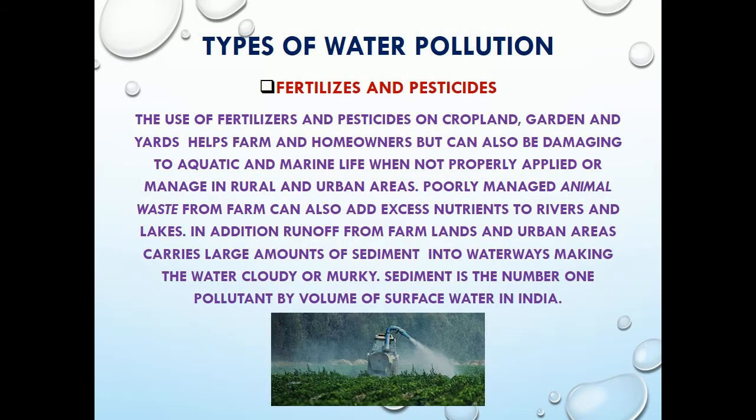Fertilizers and pesticides. The use of fertilizers and pesticides on cropland, gardens and yards helps farmers and homeowners but can also be damaging to aquatic and marine life when not properly applied or managed in rural and urban areas. Poorly managed animal waste from farms can also add excess nutrients to rivers and lakes. In addition, runoff from farmlands and urban areas carries large amounts of sediment into waterways, making the water cloudy or murky. Sediment is the number one pollutant by volume of surface water in India.